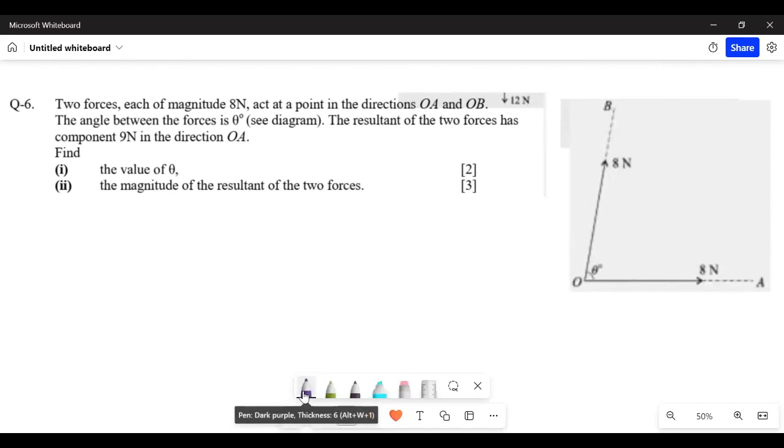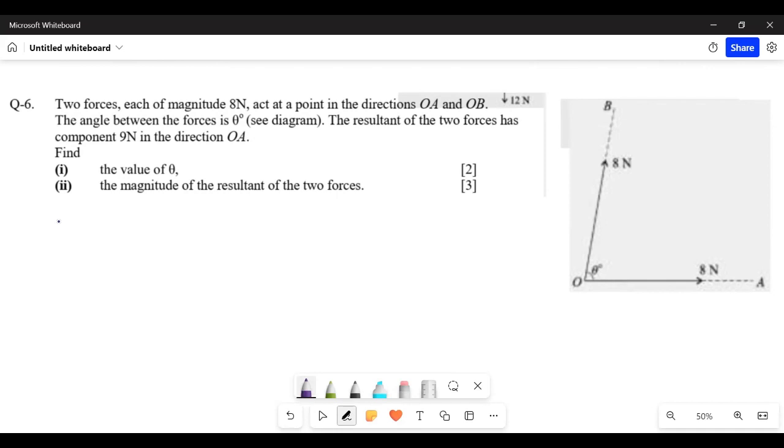Two forces, each of magnitude 8 Newton, act at a point in the direction OA and OB. The angle between the forces is theta degrees. The resultant of the two forces has a component of 9 Newton in the OA direction.